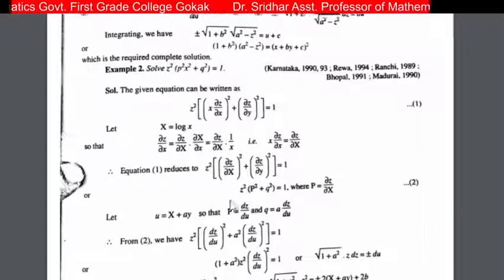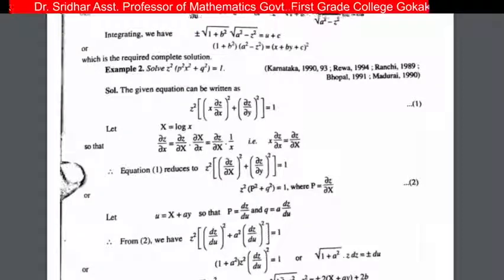Now we apply the method. Let u be equal to x plus ay, then p is dz by du and q is equal to a into dz by du. Substituting all this in the equation, we get this equation. Then taking z square into dou z by dou u whole square common, we get this equation. Simplify this and integrate, and we get the final equation, which is the required solution of the given equation.